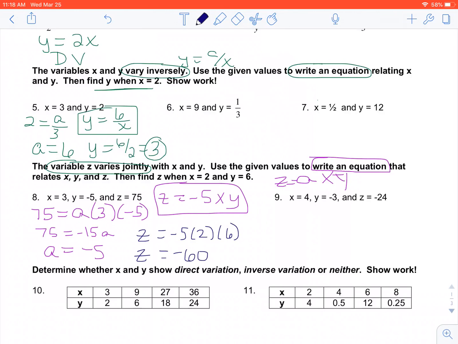So that gives us negative 60. So again, make sure you're doing both parts of the problem.